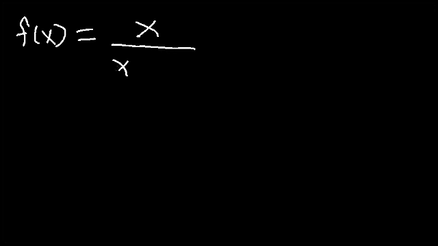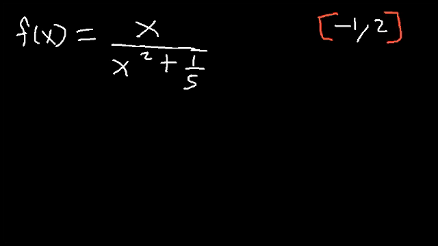So let's say we have the function f of x is equal to x divided by x squared plus 1 over 5, and let's say it's on the interval negative 1 to 2. So go ahead and identify all of the extreme values in this function.